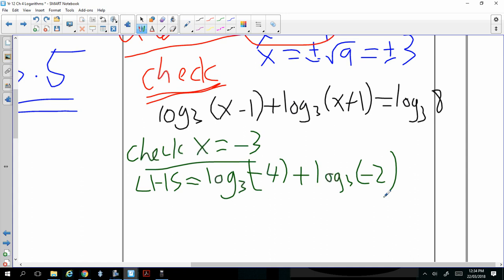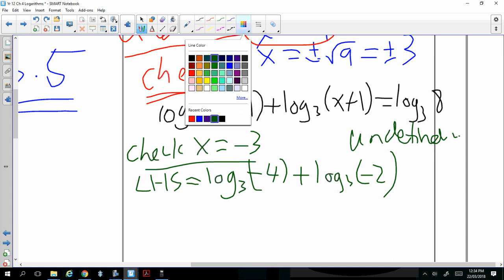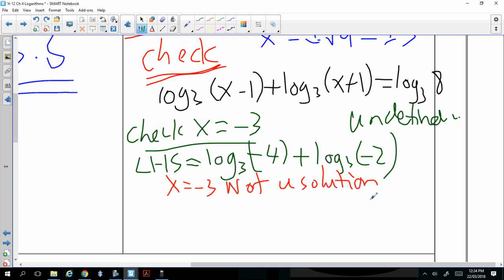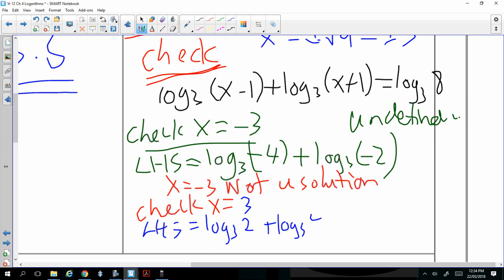And you can check the other one. x is positive 3. That should work. You get the left hand side as log base 3 of 2 plus log base 3 of 4. No problem. So you have to write x equal to positive 3 only. So make sure you check your answers with logs. You only have to check the answers when it's a quadratic like that. If you don't get a quadratic, you don't need to.